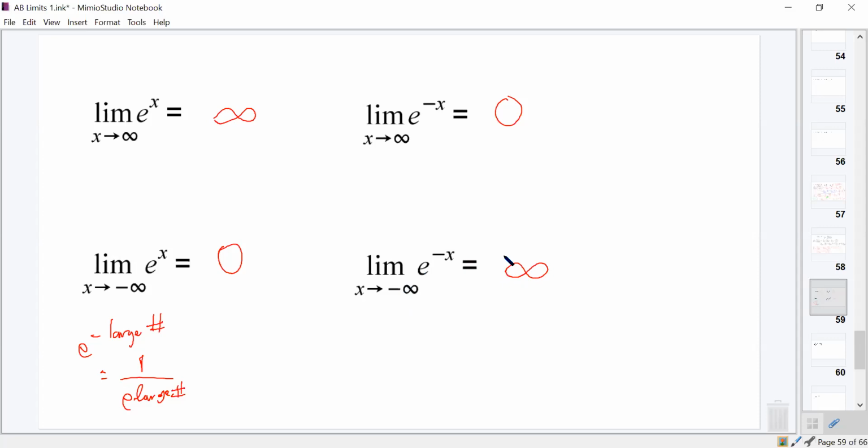Okay, so we're going to want to know these 4 limits. And then we're going to use them and apply them to some slightly more difficult ones. Any questions on how we got any of those 4 before we move on and do some more stuff with it? No? Sounds good? All right.